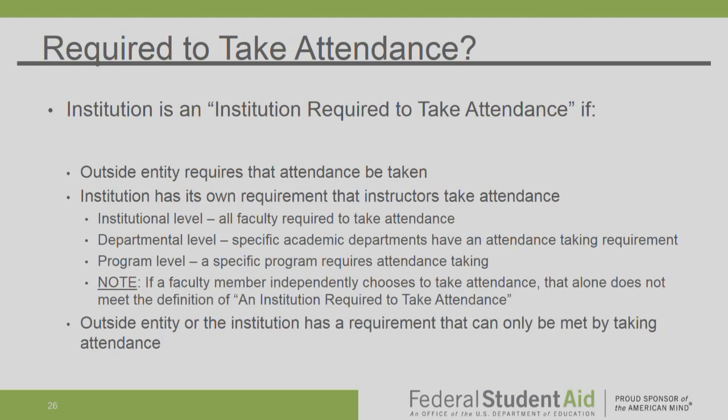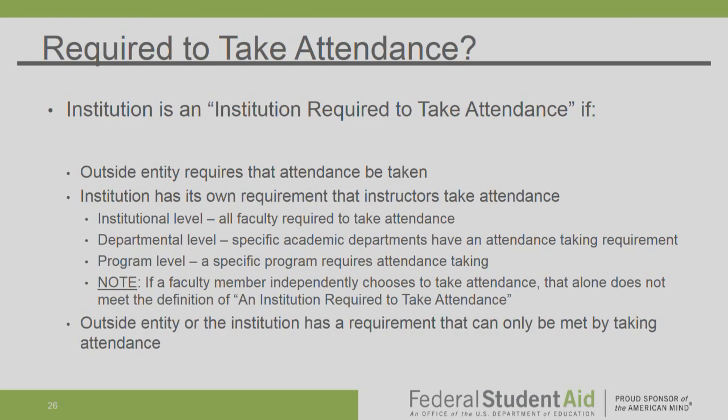So an institution is required to take attendance if one of these main bullets applies. An institution is required to take attendance if an outside entity requires that attendance be taken. An institution is required to take attendance if it has its own requirement that instructors take attendance. So this is a complex one, so I want to dig in a little bit more on this one. This could be at the institutional level. You could have an institutional policy that all faculty are required to take attendance.